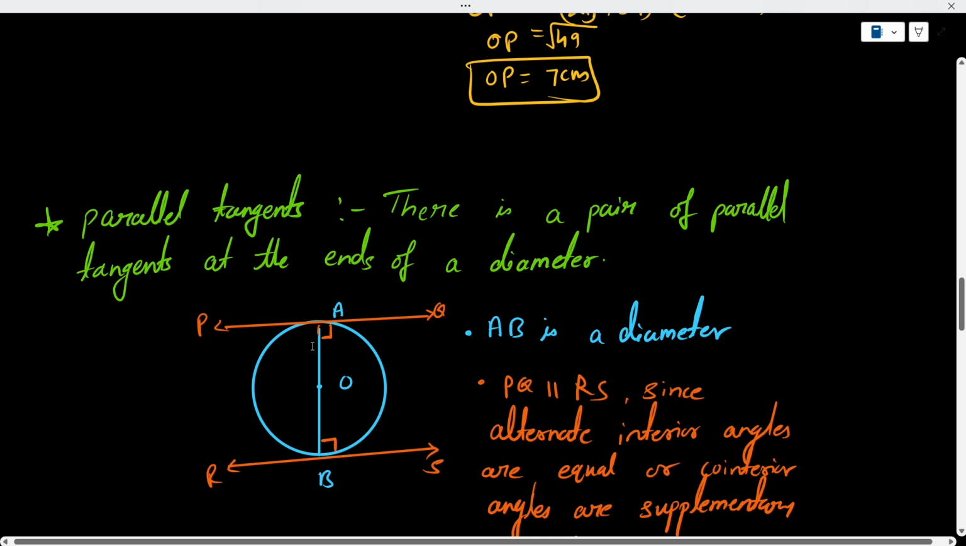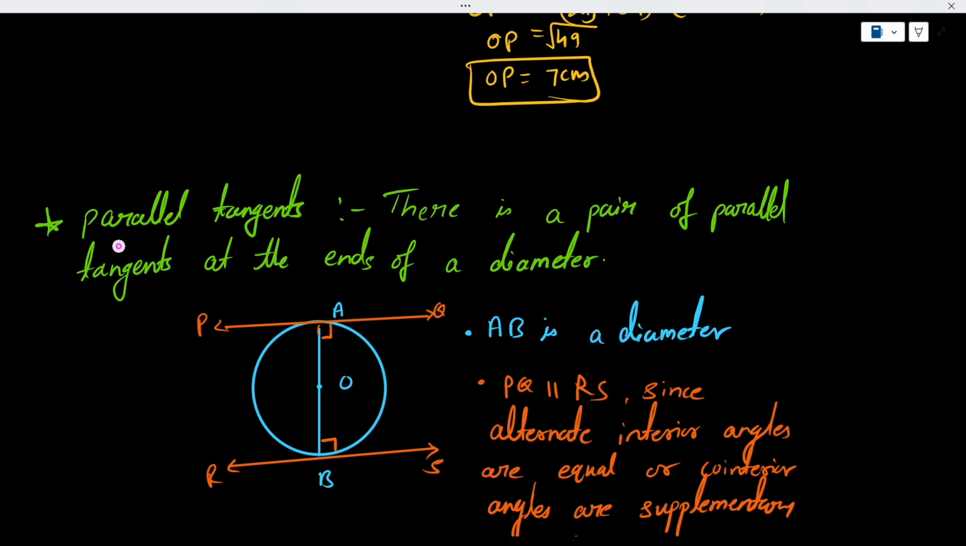There is one question in your exercise also, on parallel tangents. How many parallel tangents can there be on a circle, right? Because we have seen there can be infinite tangents, but how many parallel tangents are possible? You will get a pair of parallel tangents only at the ends of a diameter. So if AB is a diameter, you can see.